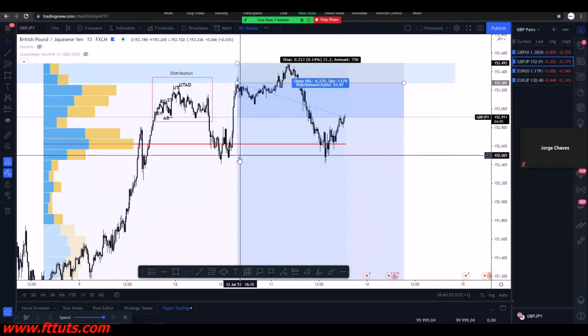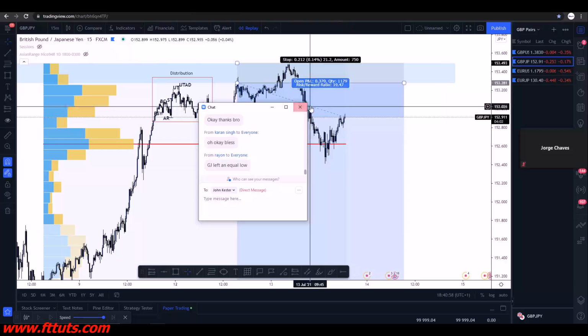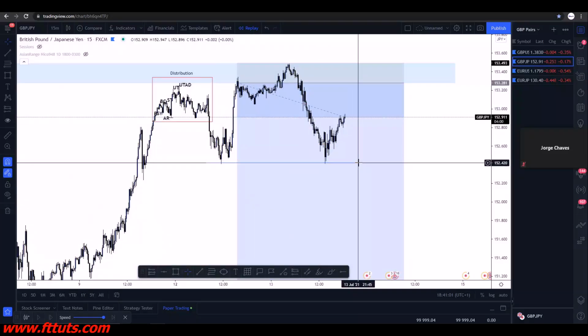So for example, this would be the most volatile zone. Yeah, right here there's equal lows. I'm expecting them to be taken out as well.